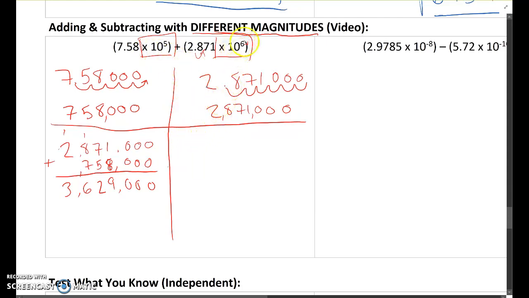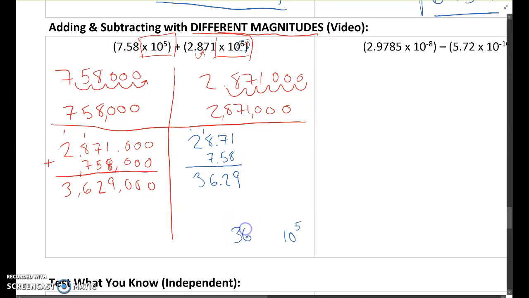I know that I have now converted that by moving this decimal. So that number is now 28.71, and this number is 7.58. And both of these are in 10 to the 5. So I add, I get 9, that's 12, that's 16, and that's 3. Decimal place comes down. So I get 36.29 times 10 to the 5.